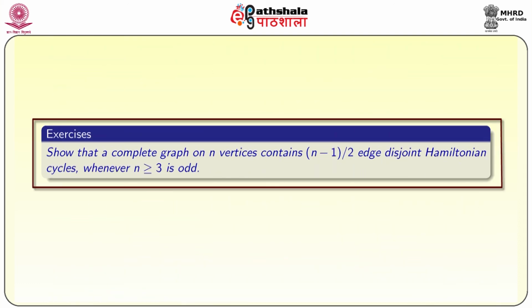Now, we will see an example. Show that a complete graph on n vertices containing n(n minus 1)/2 edges contains (n minus 1)/2 edge disjoint Hamiltonian cycles whenever n is greater than or equal to 3. So, we are not proving this result here. This is an exercise. What we have to show is, if x is a complete graph on n vertices, then it has (n minus 1)/2 edge disjoint Hamiltonian cycles, but note that here n is greater than or equal to 3 and n is odd.